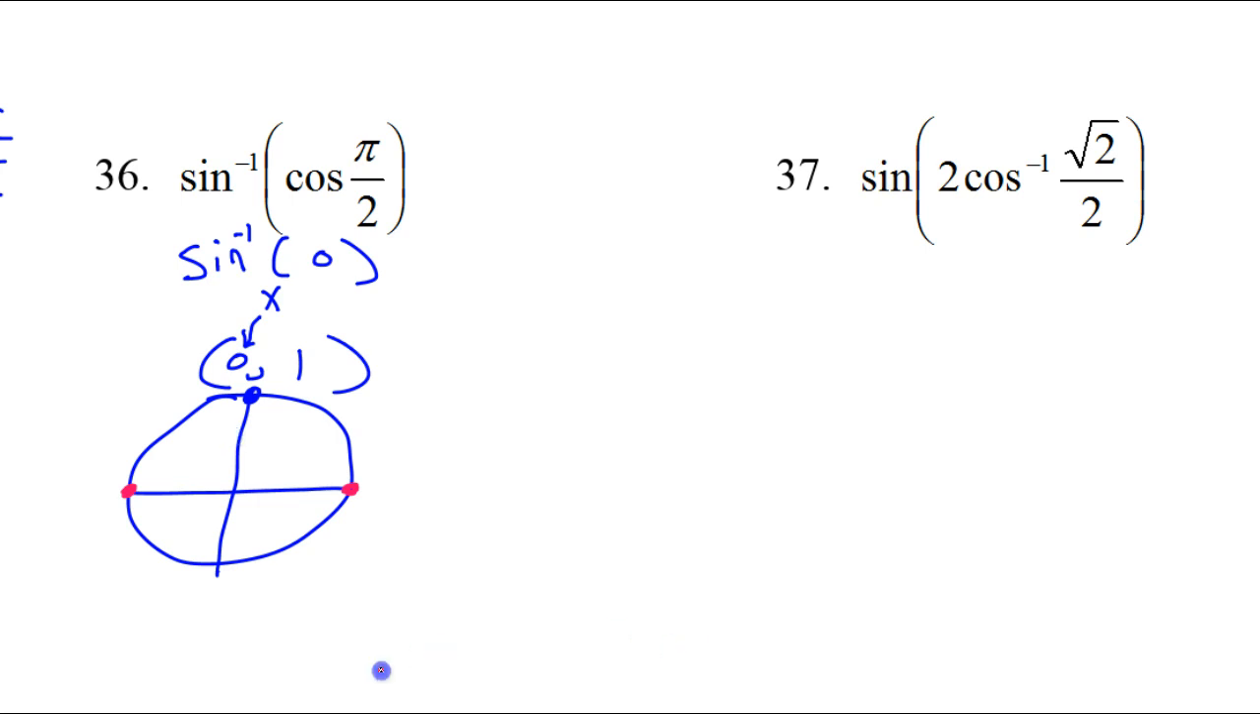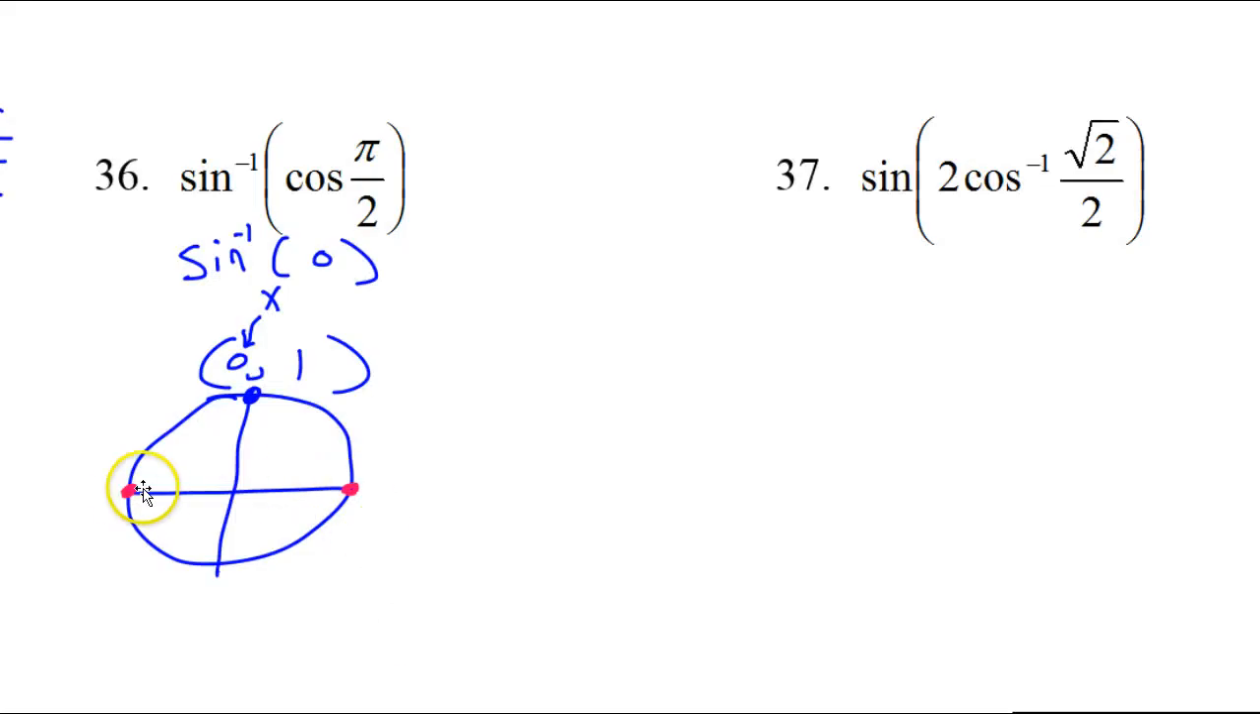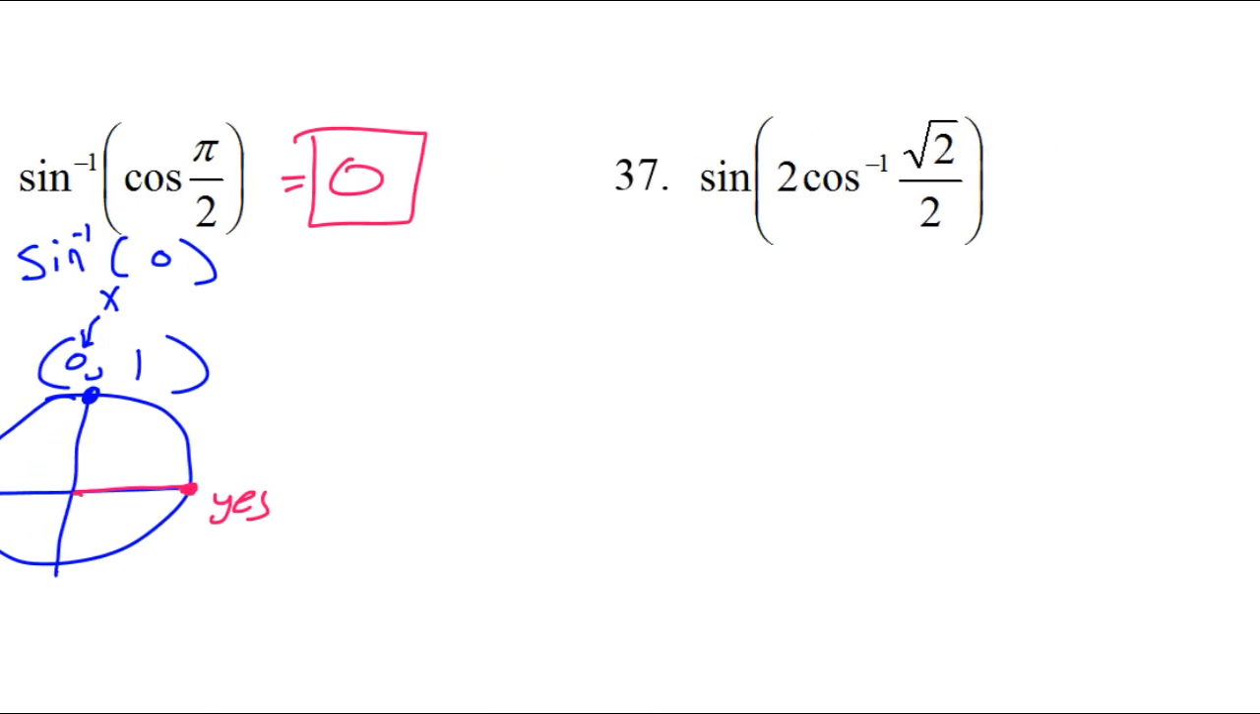But only one of these is within the restricted range for the inverse sine function. It has to be on the right-hand side. Okay, so I'm going to ignore that one. This is a no. This is the one. So that is angle 0. Boom. So that's why the answer to this is going to be 0, as opposed to pi, which is not within the restricted range.